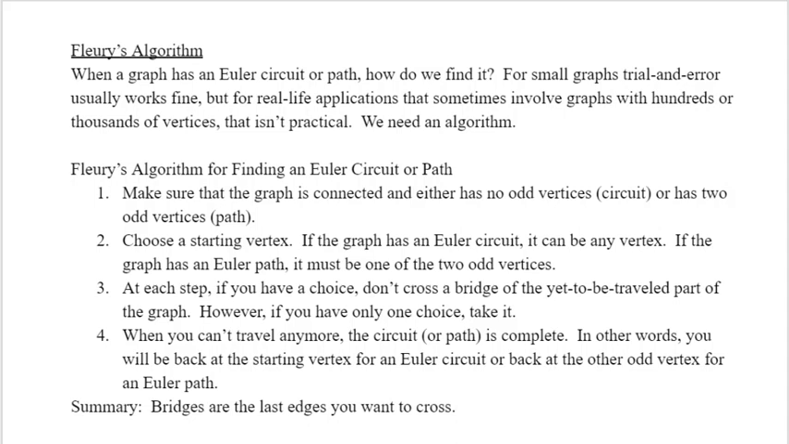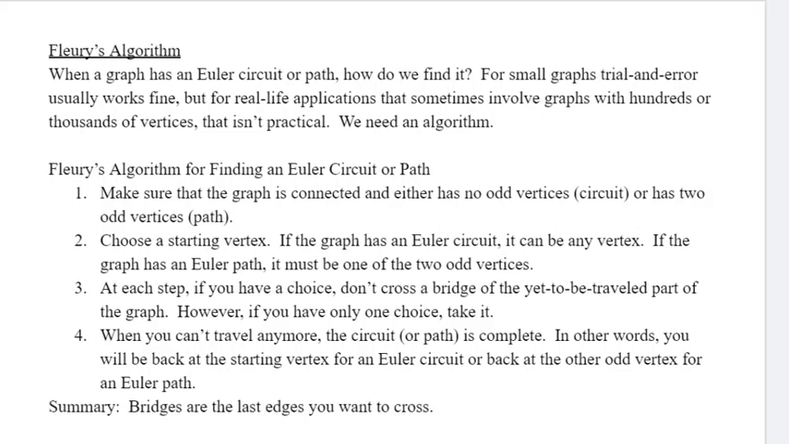So, at each step in this algorithm, if you have a choice, do not cross a bridge of a yet to be traveled part of the graph. If that's your only choice, then you have to take it. When you can't travel anymore, the circuit or path should be complete. So either at your starting vertex for a circuit or at the other odd vertex for a path. Basically, bridges are the last step or the last edges that you want to cross.